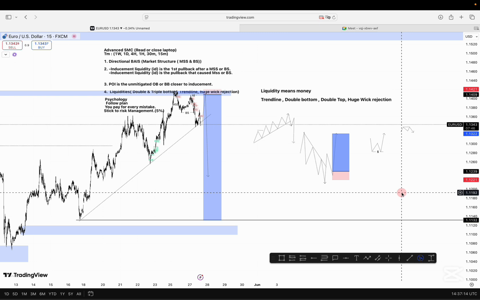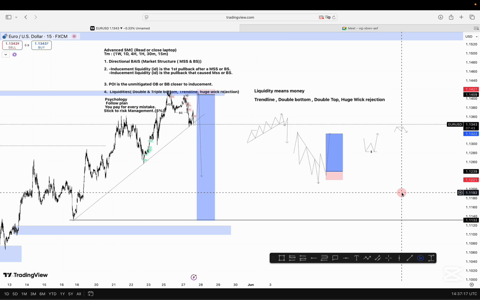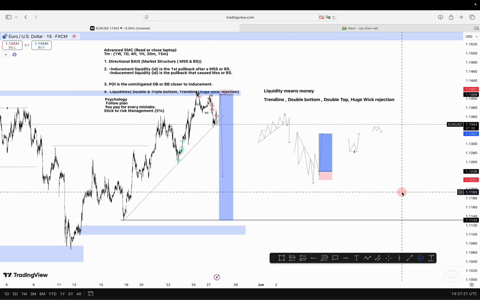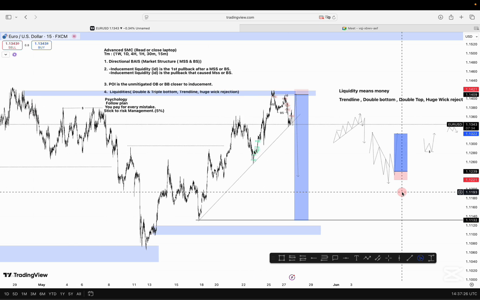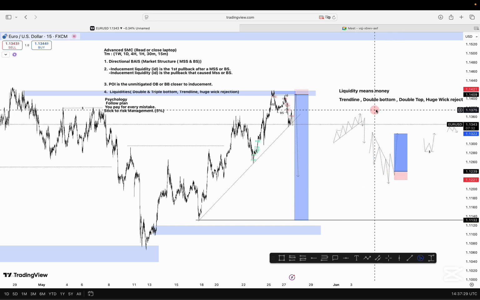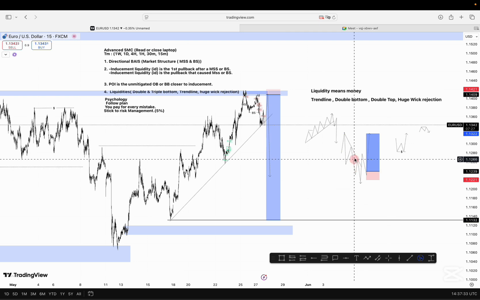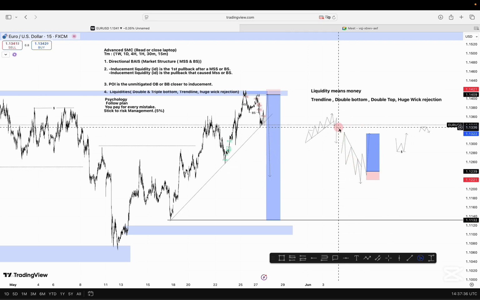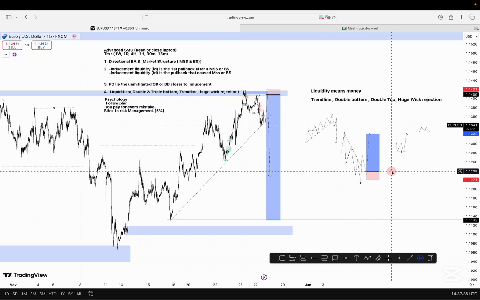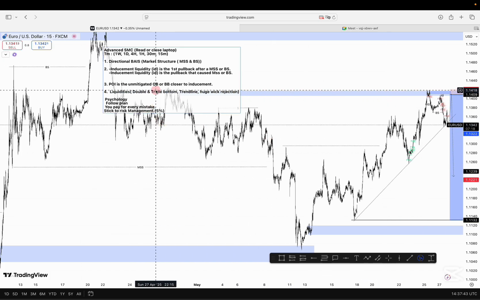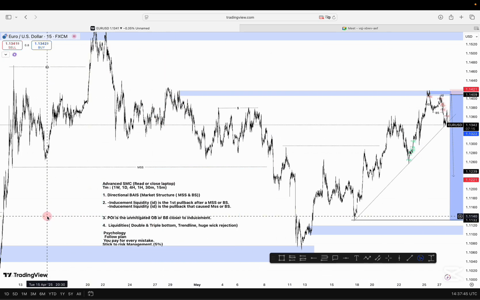So now we know liquidity, and I told you liquidity is what moves the market. It simply means money. And if you understand it like that, you'll be okay. We have trend line liquidity, double bottom, double top, and huge wick rejection. But for now, stick to trend line liquidity and double top and double bottom. That's all. And this is the system I'm using.